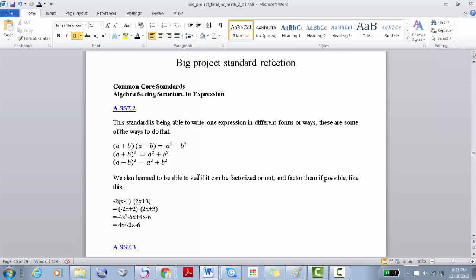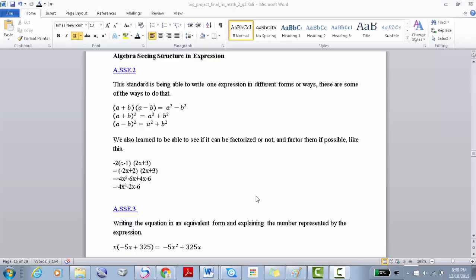And we have to simplify this form, and the final answer would be negative 4x to the power of 2 minus 2x minus 6. The next standard is SSE3. This standard is writing the equation in an equivalent form and explaining the number represented by the expression. So the example that I chose is x (negative 5x plus 325). And we have to write this in an equivalent form.